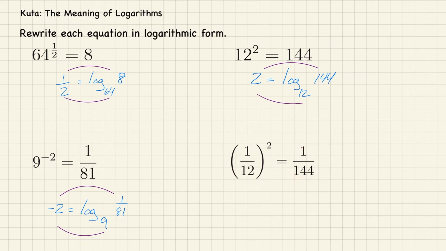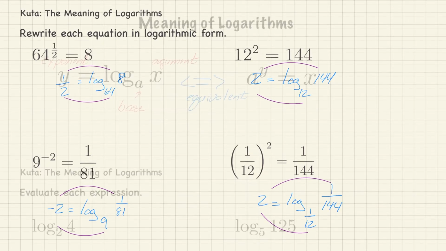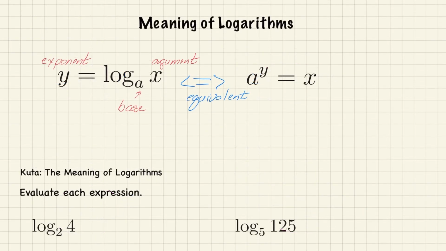And our final example in this section, we have 1/12 squared is equal to 1/144. Okay, so our power is what's equal. So 2 is equal to. We know that we need log. Our argument is the 1/144, and our base is 1/12. So when we reverse it, we have 1/12 to the 2nd power is equal to 1/144. Moving on to a couple more examples.